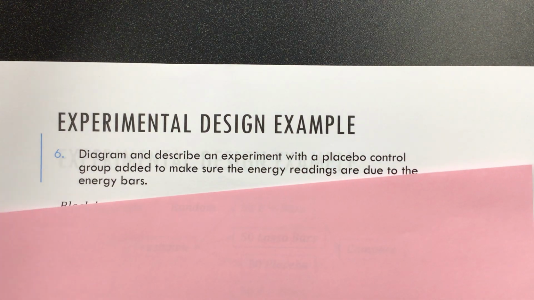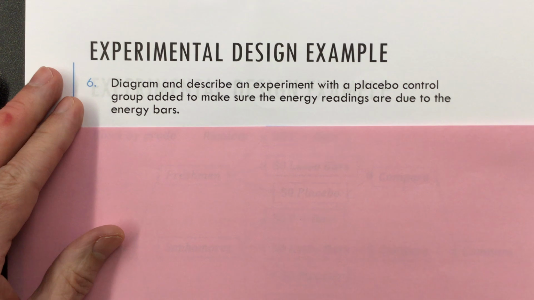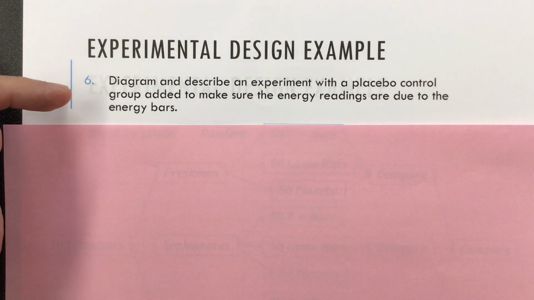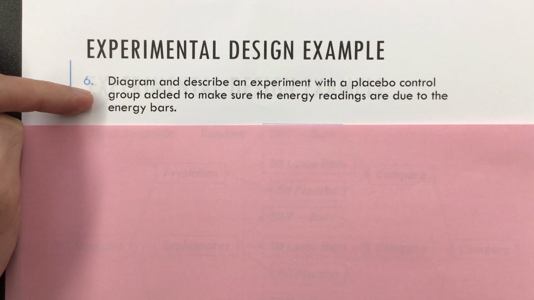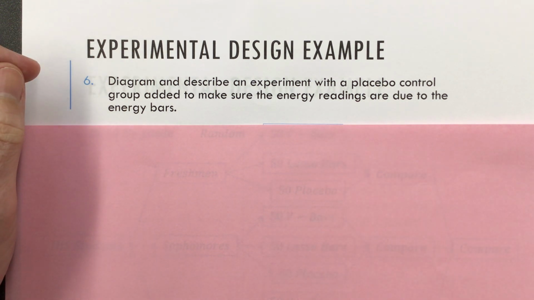Okay, let's see if we can move on and make this better. So earlier I had already mentioned that by only having two groups and they're both treatment groups, I don't know if I'm just observing the placebo effect or if I'm observing an actual change in energy level due to my energy bar. So let's improve our diagram by adding a placebo control group.